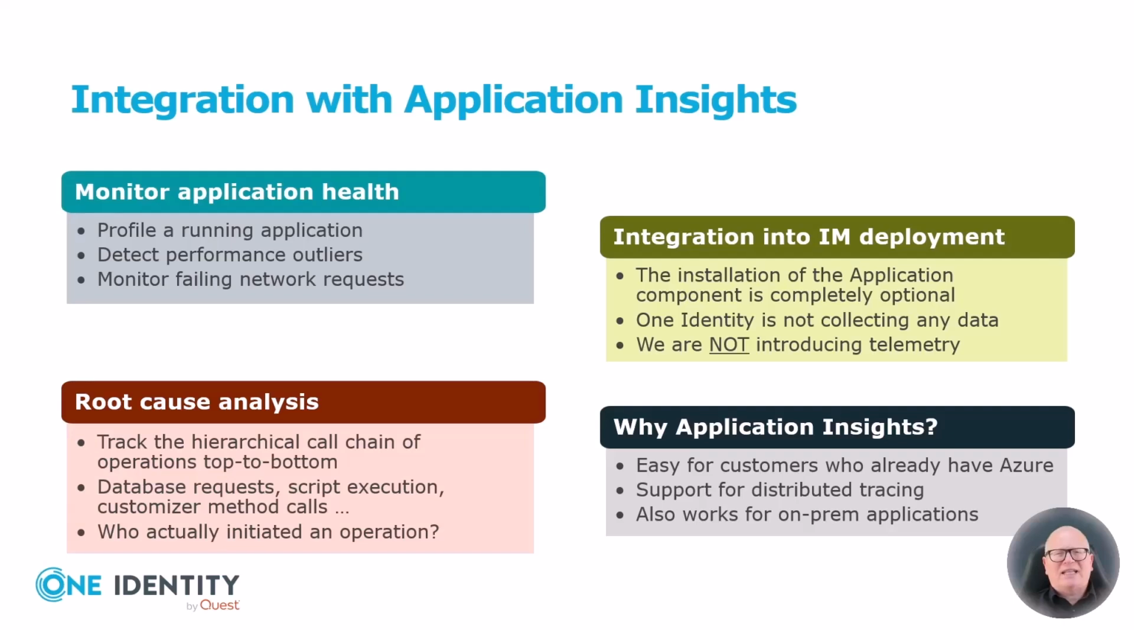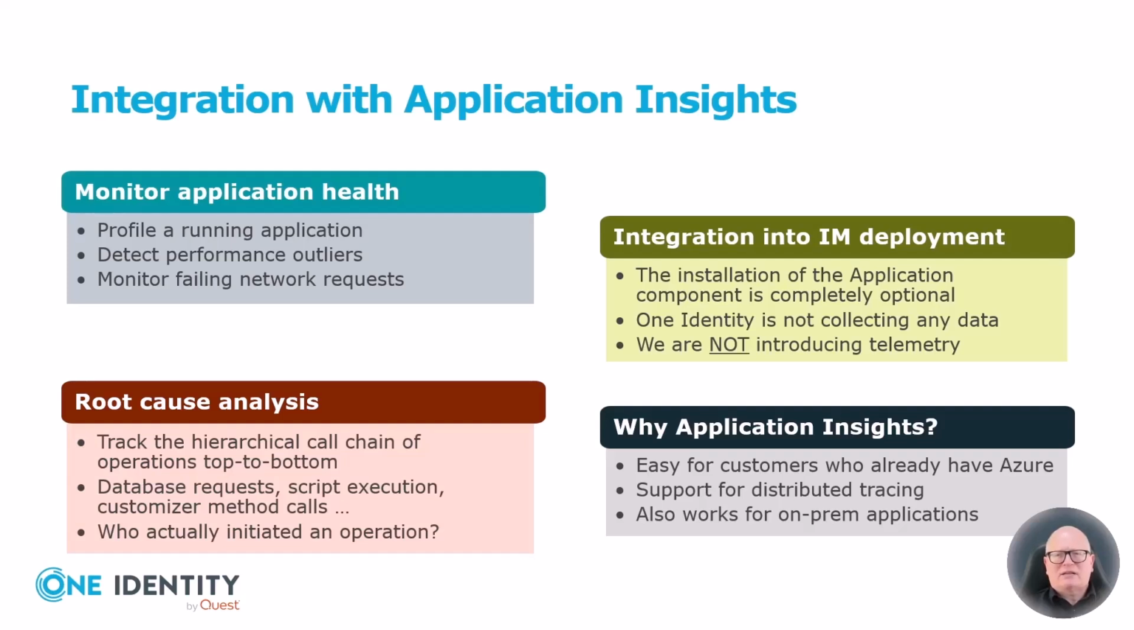What now is exactly integrated in the Identity Manager, or how does the whole thing look like? Let's look at the first box on the left upper. First of all, that complete tool is there to monitor application health. I think that is what we should say before we start with the rest. With that integration, it is possible, first of all, to get a profile of a running application and, of course, to detect performance outliers. Sometimes that happens. You can as well monitor failing network requests. At the end, you get a better insight if there is something going wrong.